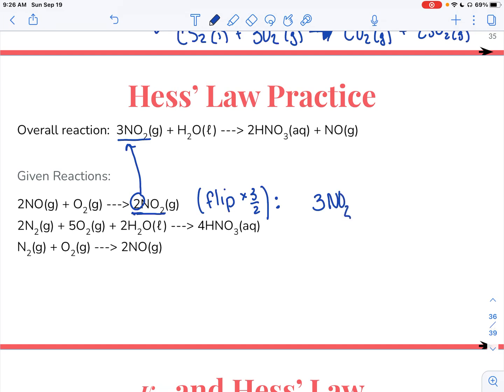So that's going to give me 3NO2, and I'm just going to leave off the states of matter for this one because they don't matter here. So we're going to give 3NO plus 3/2 O2.